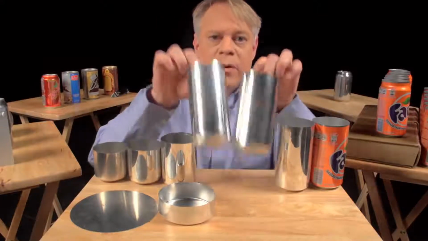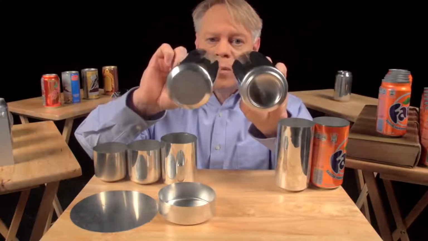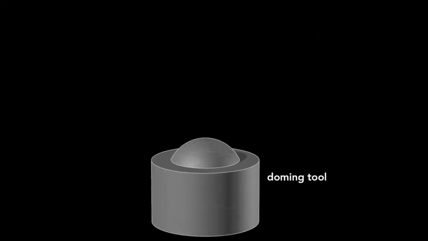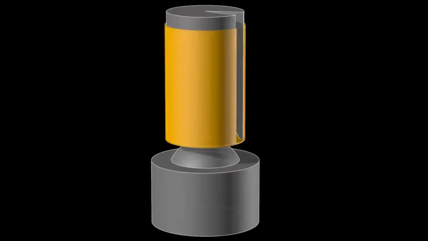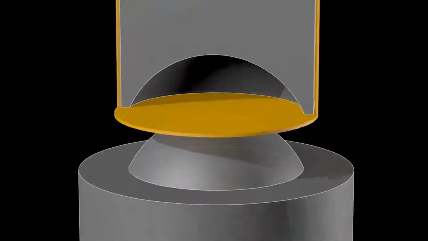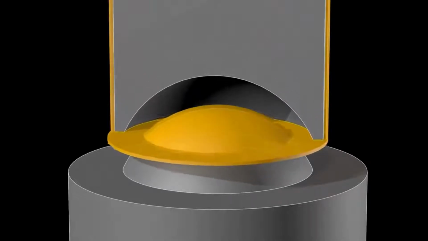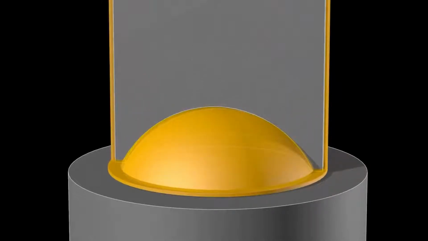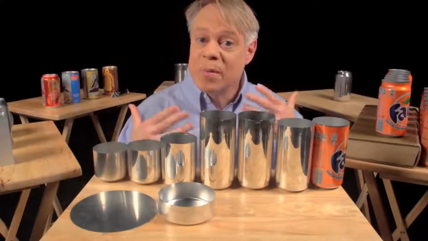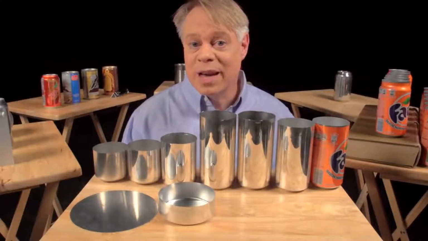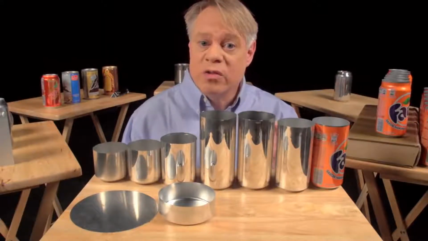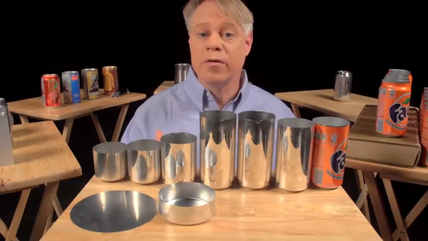After the cup is ironed, the dome on the bottom is formed. This requires a convex doming tool and a punch with a matching concave indentation. As the punch presses the cup downward into the doming tool, the cup bottom then deforms into a dome. That dome reduces the amount of metal needed to manufacture the can. The dome bottom uses less material than if the bottom were flat.